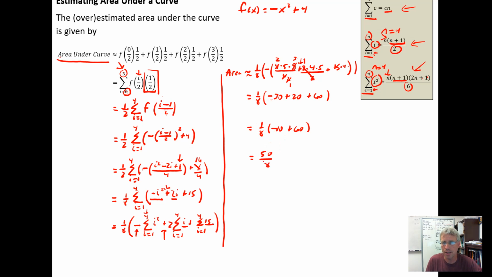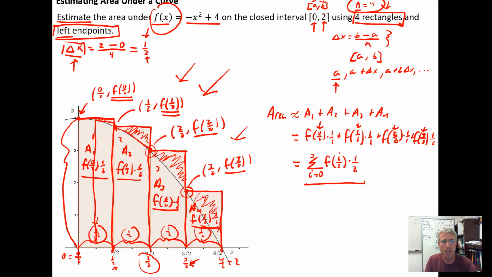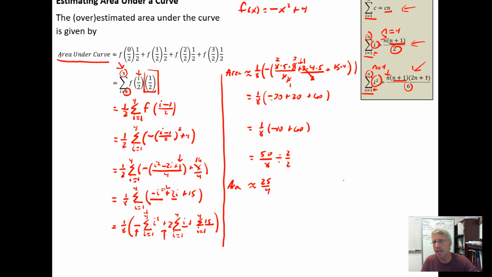That's 50 over 8, and we see that 2 goes into both the numerator and denominator evenly. So 50 divided by 2 is 25, and 8 divided by 2 is 4. So the area under the curve is approximated by 25/4. And again, that area is an overestimate of the actual area, and we can improve that estimate if we wanted to by making n larger, making the number of rectangles we use larger. So in the next video, we're going to do the same thing with the same function, except we're going to look at estimating the area under the curve using right endpoints instead of left endpoints.